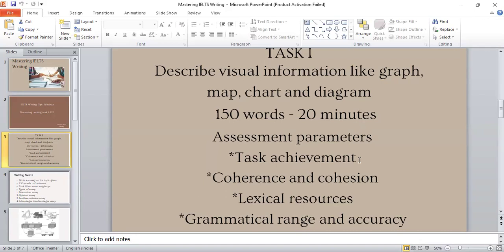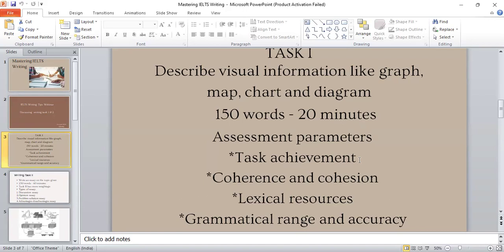And coming to the third assessment parameter, it is about lexical resources, which means vocabulary, the words you know. Using vocabulary in a proper and accurate manner is another parameter IELTS examiners evaluate on. The range of vocabulary means you should know different words, and also they should be used in a precise format.